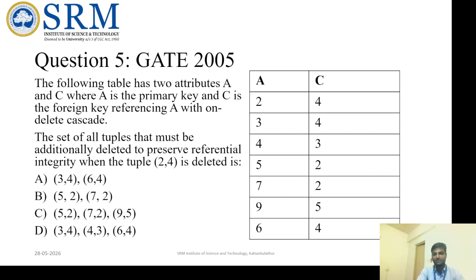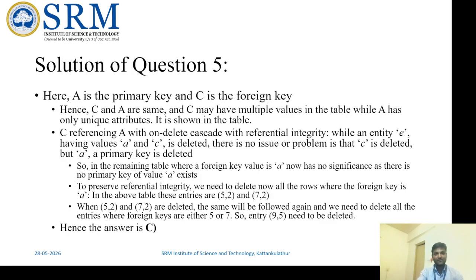So that was the hint of the solution. I'm going to my explanation. In this explanation, A is the primary key and C is the foreign key. As I have told, A and C are the same because one is referencing another and the relationship is primary key and foreign key, so they both are the same.